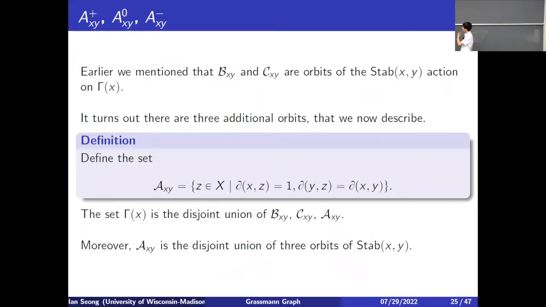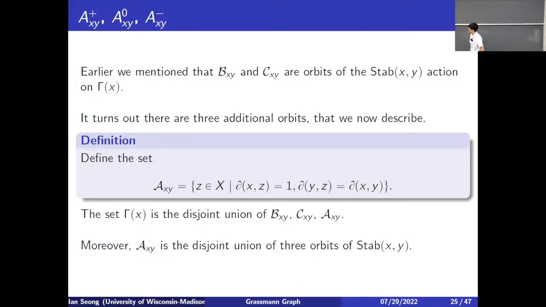Now we introduce 3 more orbits of the stab xy action. So earlier we mentioned that cal Bxy and Cxy are orbits of the stab xy action on gamma x. And it turns out that there are actually 3 additional orbits, and we're going to describe these now. Since we touched on B and C, might as well just touch on A as well. So we define the set cal Axy to be the ones that are adjacent. It's a set of vertices that are adjacent to x and of the same distance from y as x is to y. And the set gamma x is actually a disjoint union of cal Bxy, cal Cxy, and cal Axy. It has to belong to exactly one of those.